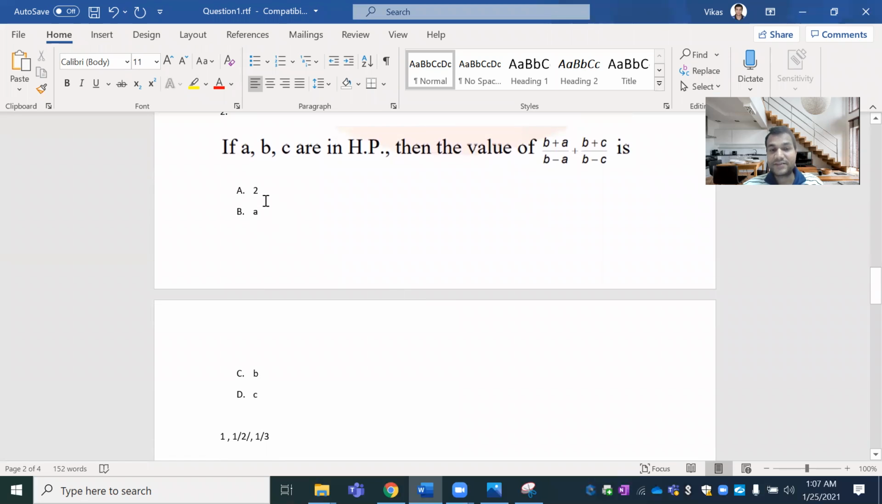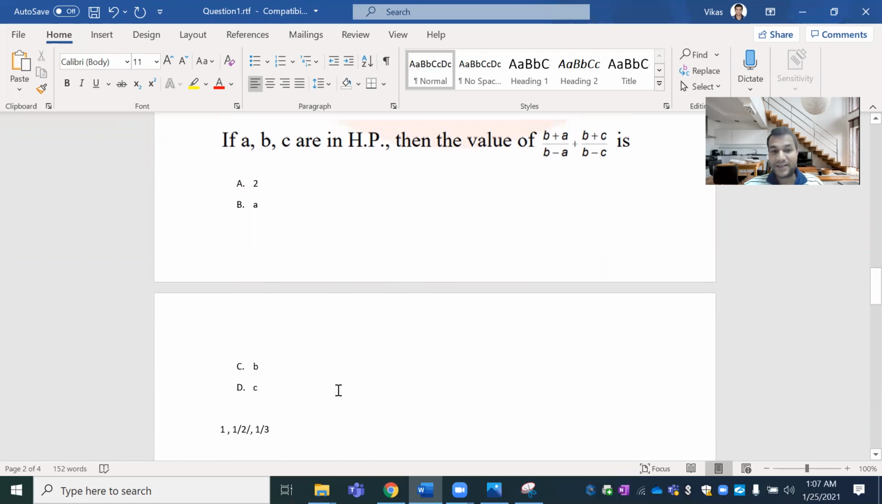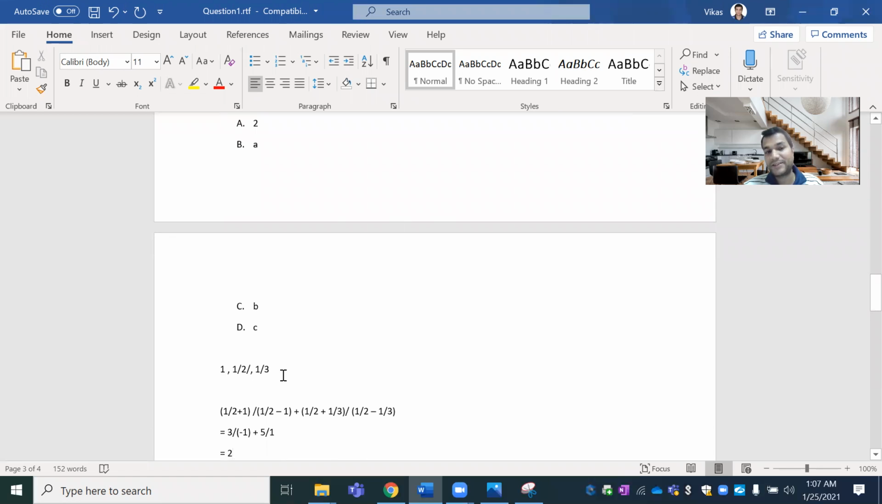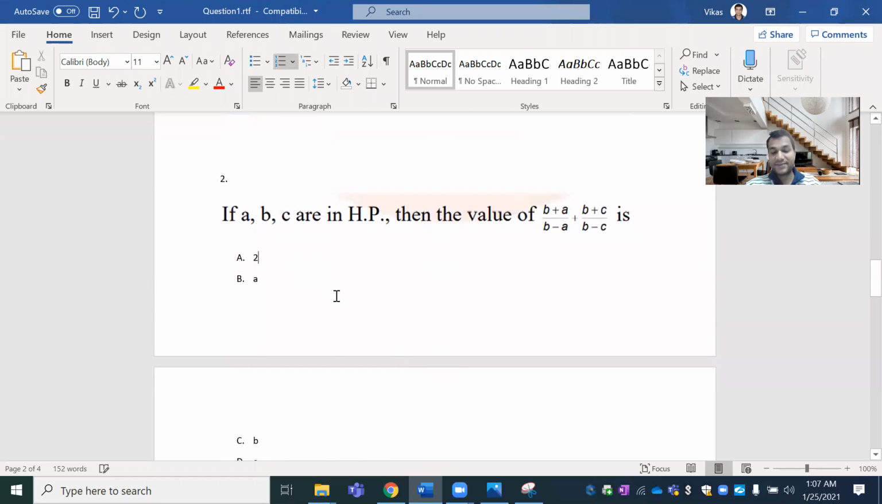So here the answers are 2, ABC. ABC we know is 1, 1 by 2, 1 by 3, so it can't be. So our answer is A. Do you get it? This is a very simplistic approach, and within a few minutes you're able to solve the complex problems which you do with a lot of calculations.